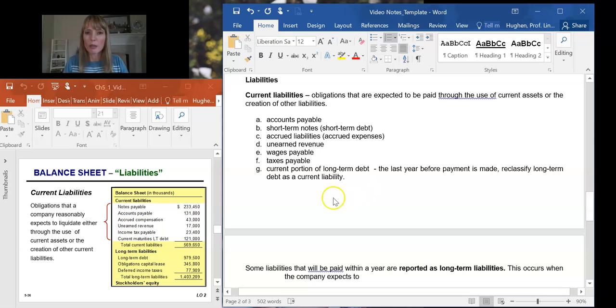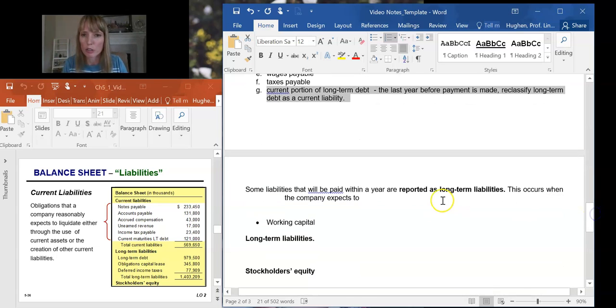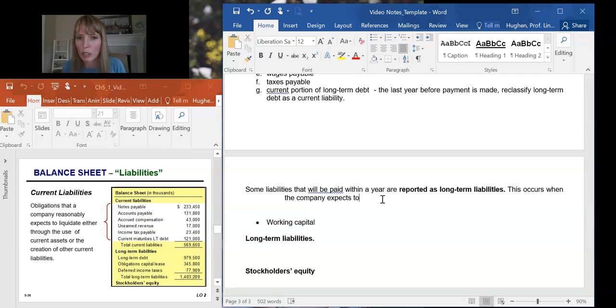So why does that matter? We'll talk about that in just a moment. Why does this classification between current and long-term matter? We'll talk about that very soon. Some liabilities that will be paid within a year are reported as long-term liabilities. It happens only in a certain situation.